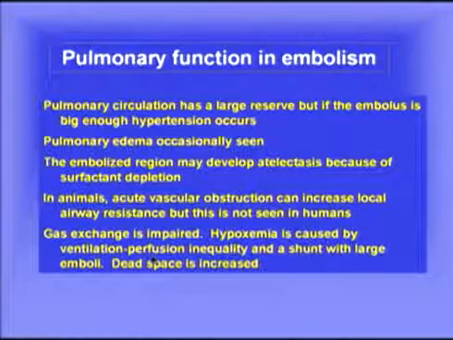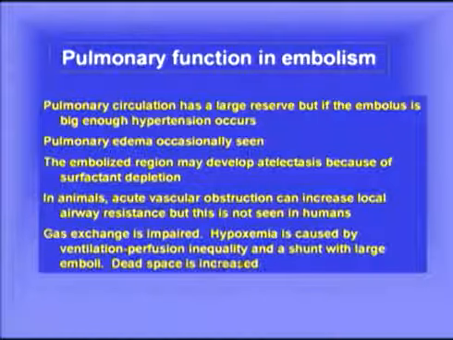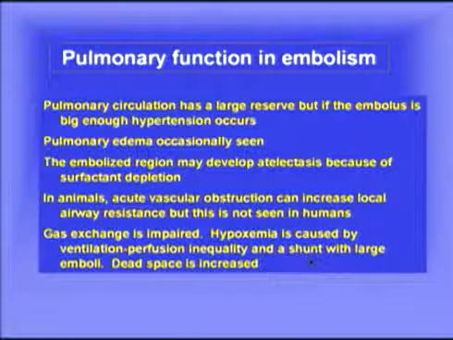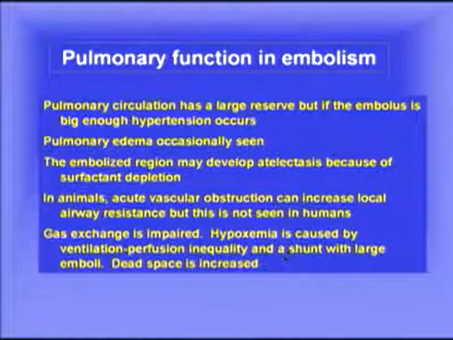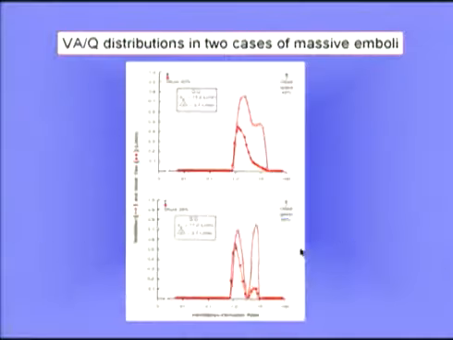Gas exchange is impaired in pulmonary embolism. You get hypoxemia because of ventilation perfusion inequality, and you can get a shunt with large emboli, possibly because of edema. And here are a couple of distributions. They're pretty remarkable that anyone was able to make these measurements. These are distributions of ventilation perfusion ratios in 2 cases of massive pulmonary emboli. And you can see several things. First of all, the distributions, of course, are grossly abnormal.